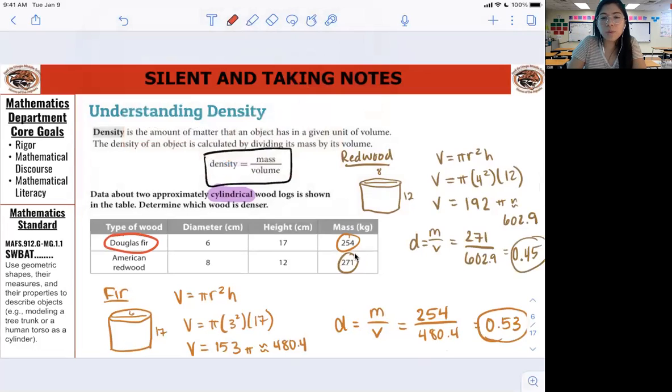So just because one is heavier than the other doesn't mean it's going to be denser, because density depends not just on the mass, but also the volume. Even though this one was lighter, it also had less volume, so it ended up being more dense. So that's the trick with density. You got to be careful. Any questions on how to calculate density?